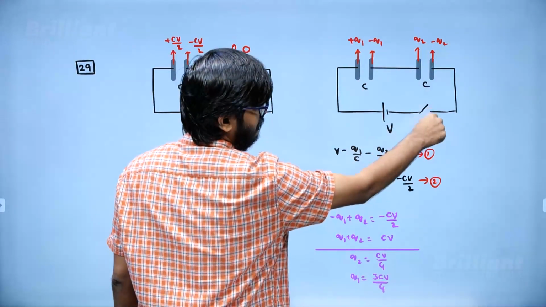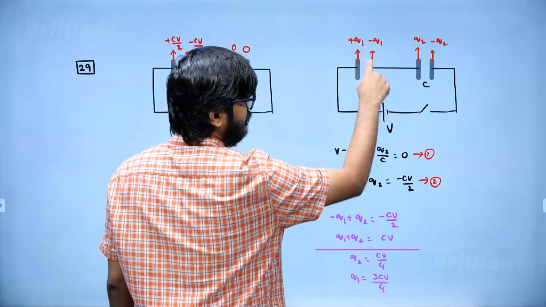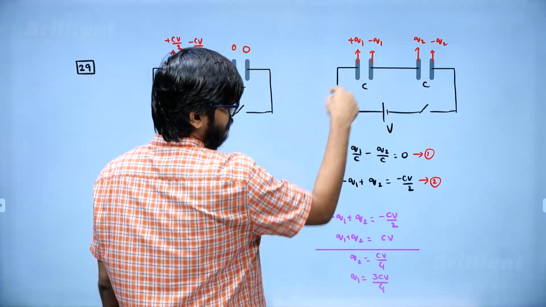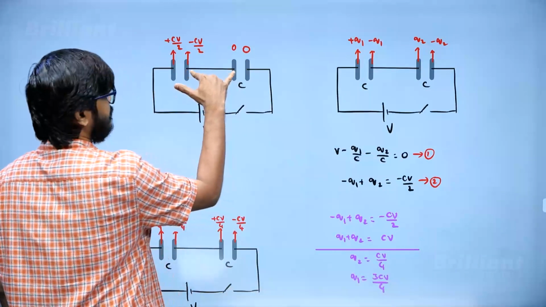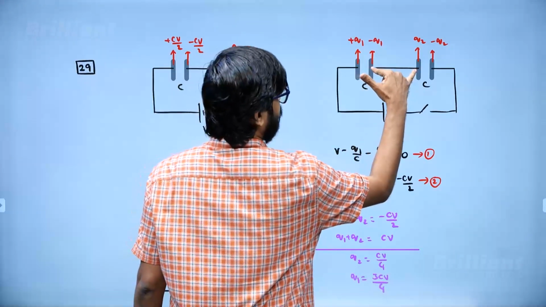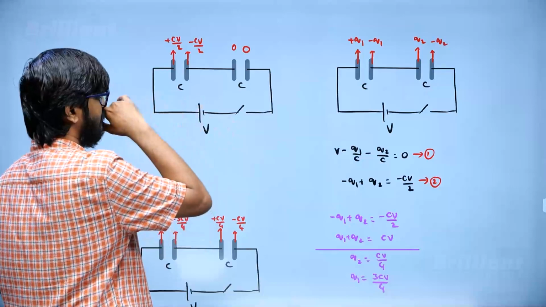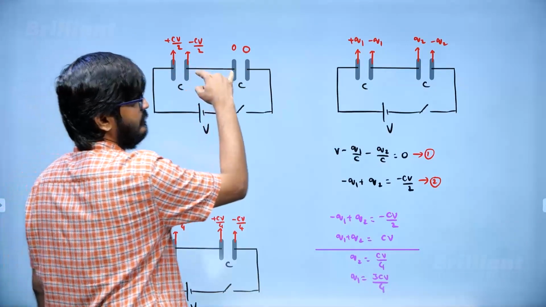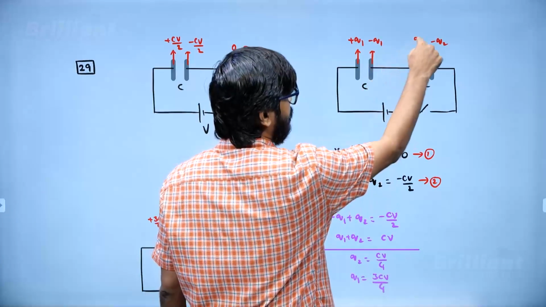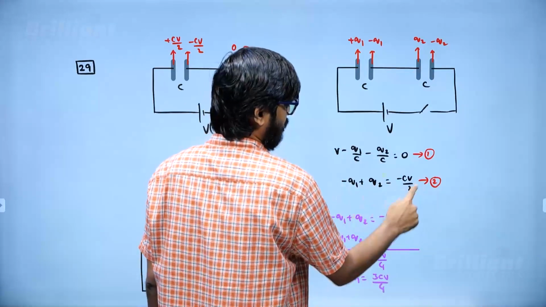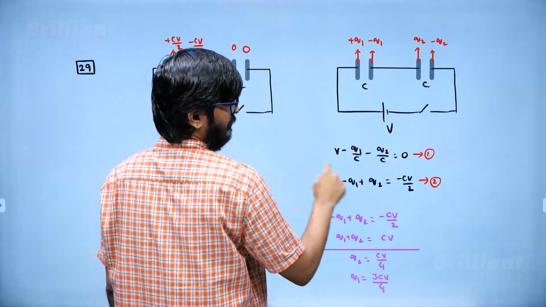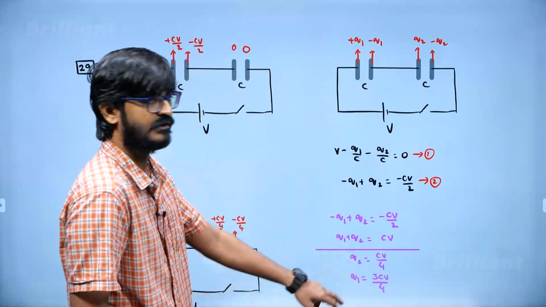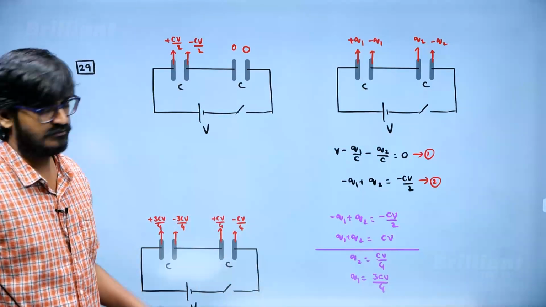When you write the loop equation for the closed switch, you will be getting this much. But what you know, these two plates are isolated. So charge on it must remain the same. How much is the charge initially? Minus CV by 2. Minus CV by 2 equal to minus Q1 plus Q2. This is from isolated plates charge conservation. This is by loop equation. When you solve it, you will be getting Q1 and Q2. When you substitute it back, it looks like this.